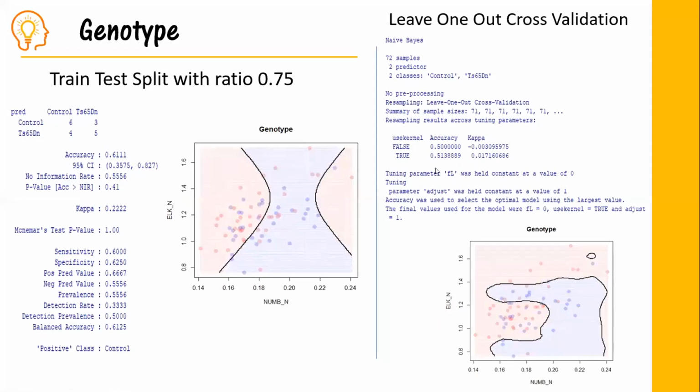So this is the result for the genotype, and the accuracy is the same as the treatment, which is 61%, and this is the decision boundary. This classification is also not quite good. There are many random points scattered around. And for the leave one out cross validation approach, the parameters used are Laplace smoothing equal to 0, kernel density estimation, and adjust equal to 1. So the accuracy is about 51%. And this is the decision boundary, and it is also quite weird in shape compared to the train test split.